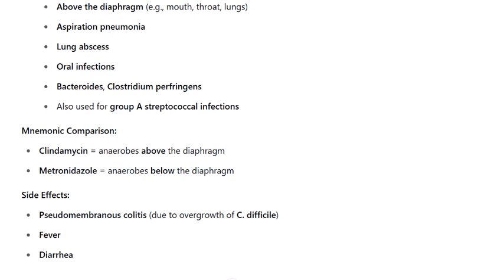Mnemonic comparison. Clindamycin equals anaerobes above the diaphragm. Metronidazole equals anaerobes below the diaphragm. Side effects. Pseudomembranous colitis, due to overgrowth of C. difficile. Fever. Diarrhea.